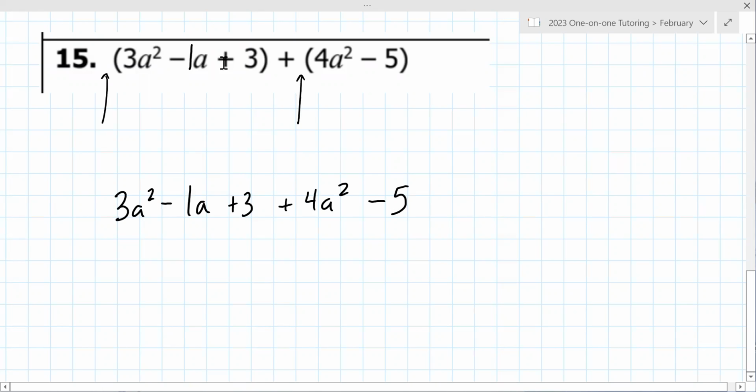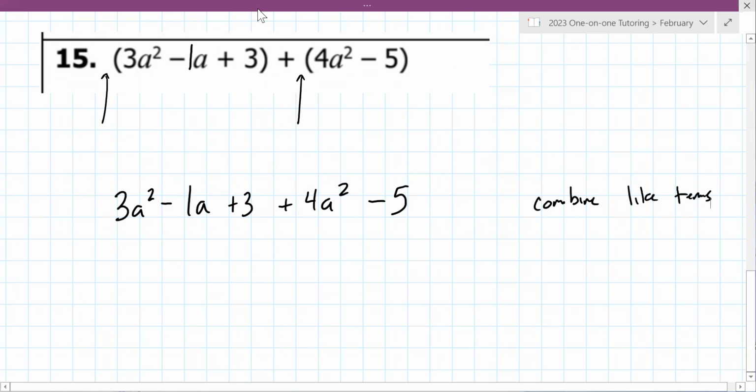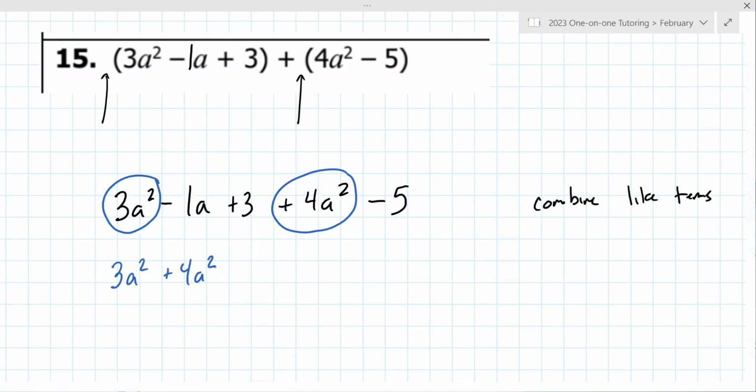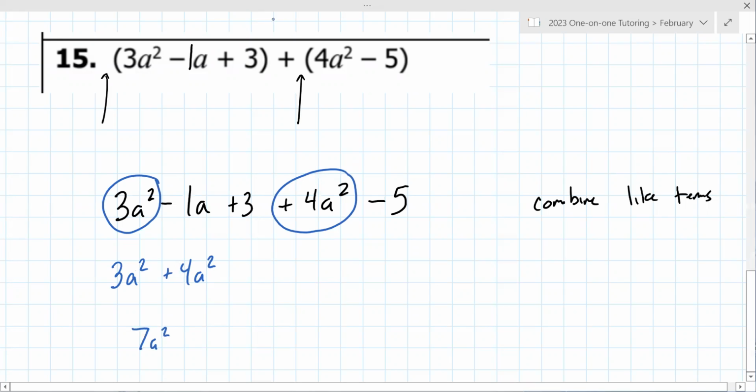Okay. So we're going to combine like terms. We're going to look at the 3a squared and the positive 4a squared. What do those combine to? Oh, that's 6x squared. So if you need to, you can write them next to each other. Maybe that will help, less things to look at. But you're adding 3 and 4. 7a squared. Good. Okay.